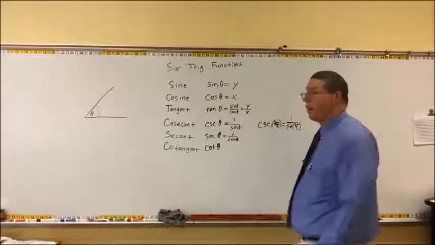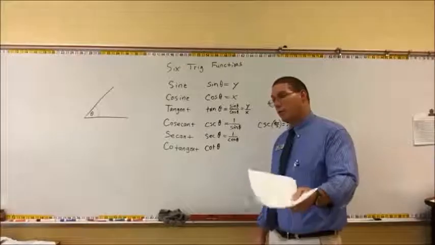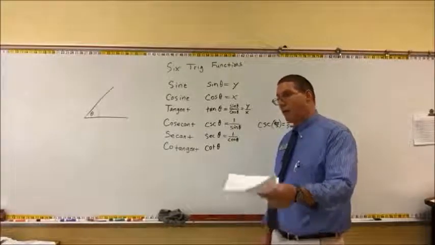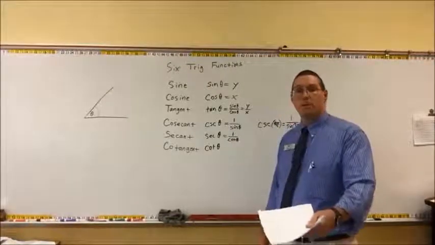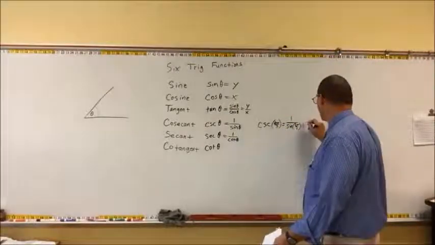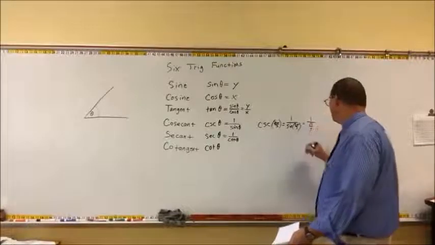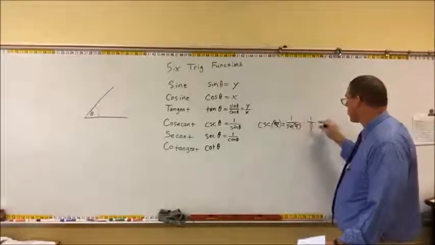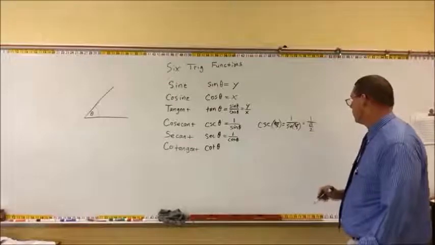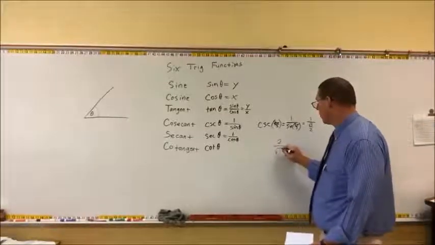And sine of 2 pi over 3, you go to your unit circle, you go around to 2 pi over 3, and you'll see that the y-coordinate at 2 pi over 3 is square root of 3 over 2. And so this is 1 divided by the square root of 3 over 2, but really this just means the reciprocal of the square root of 3 over 2, which means that it's 2 over the square root of 3.